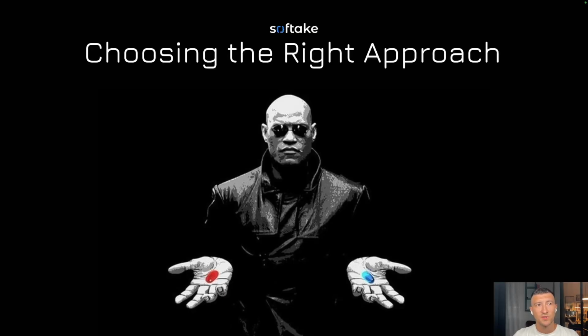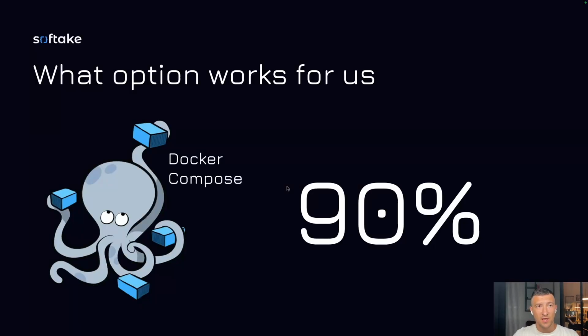As you probably noticed, there is no one-size-fits-all solution. The best deployment method depends on your project requirements. Jar deployment is ideal for maximum performance, Kubernetes is best for scalable, high-availability applications, and Docker Compose is the most practical choice for typical business applications. At Softtake, Docker Compose works for 90% of our projects.